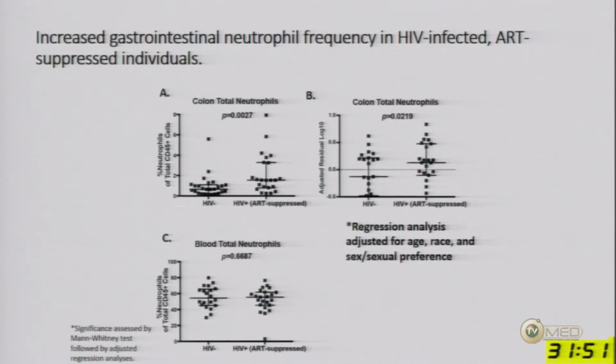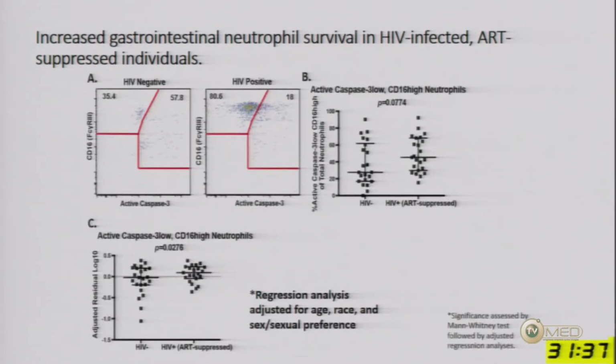This does not occur in the blood. The neutrophils are the same in the blood. There have been studies previously in the context of untreated infection showing changes in neutrophils in the blood, but we do not see that in the context of treated infection in the United States in these cohorts. So we wanted to understand why. Why are these neutrophils there? Are more just coming in constantly? Are they not dying? What's happening? So what we did is we measured active caspase 3. Active caspase 3 is a marker of apoptosis.